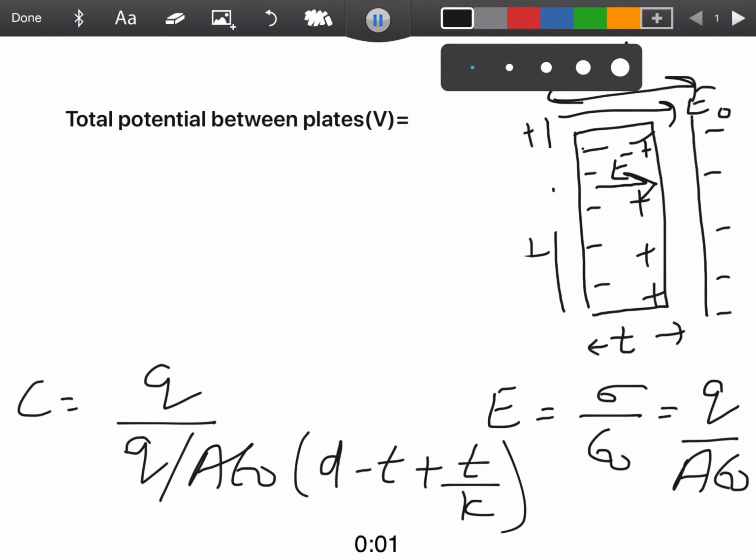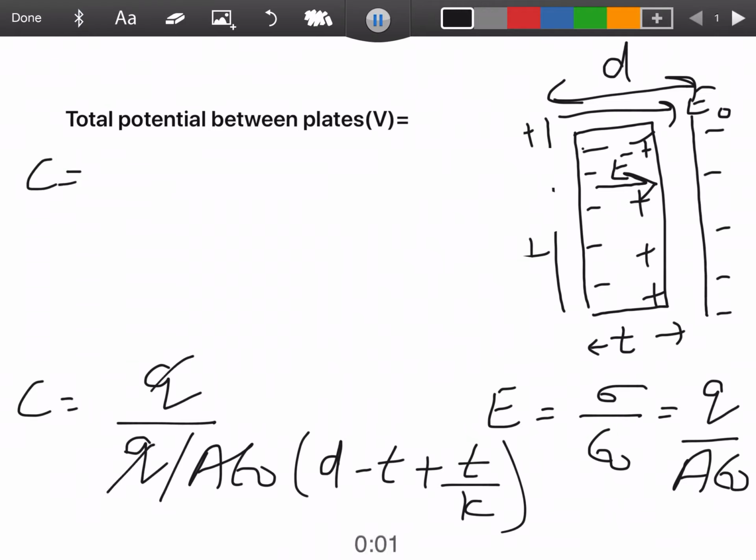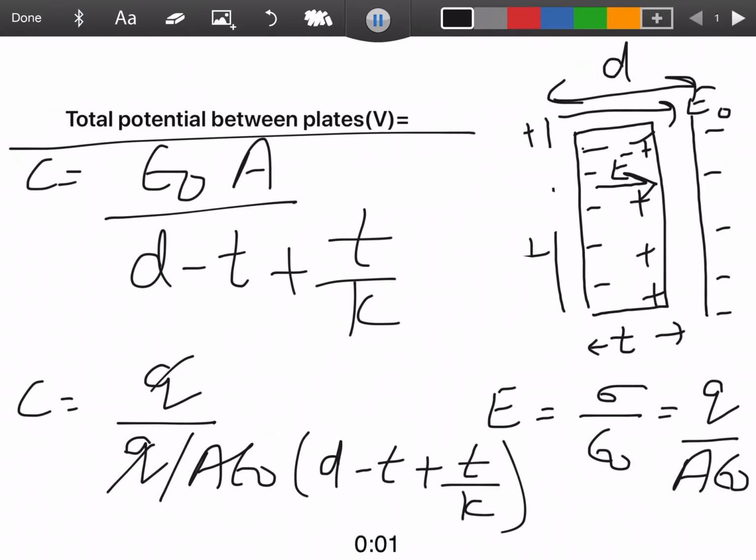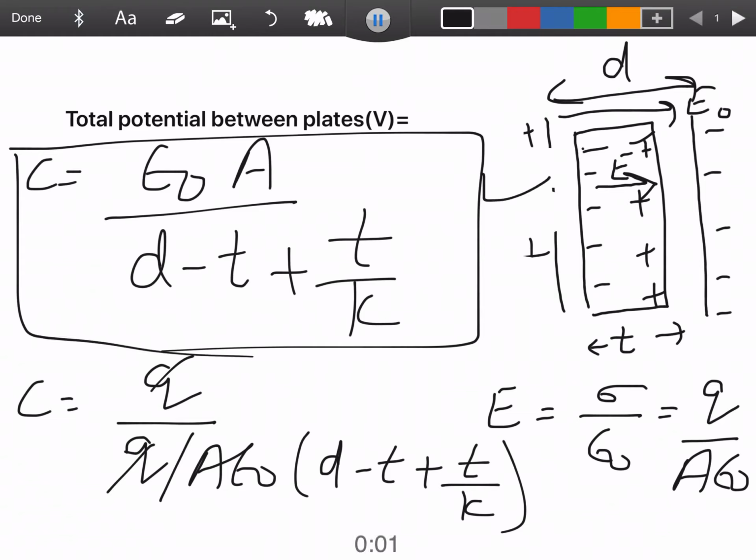Next, this Q and Q will get cancelled out, and we will be left with epsilon naught A over D minus T plus T by K. So this is the expression for capacitance of parallel plate capacitor when a dielectric slab is kept between the two plates. Next we will be doing a special case. You must remember this equation, this formula. It will be used in number of numericals.